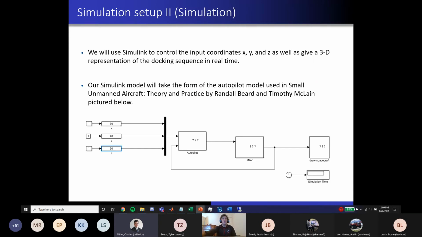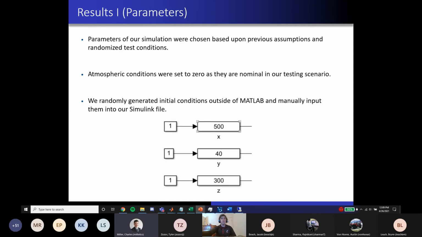For the setup, this should look familiar because it's basically the UAV autopilot, just with instead of giving it a target height, velocity, and course angle, we're giving it X, Y, and Z. So it takes those as inputs, goes into the autopilot, calculates forces and moments just like the homework, and outputs animation. The parameters we're using were chosen based on previous assumptions. Like we said, we're not really taking orbital mechanics into account or propellant transfer or anything like that. We're keeping it pretty simple. So then the randomly generated initial conditions are input in the Simulink file.